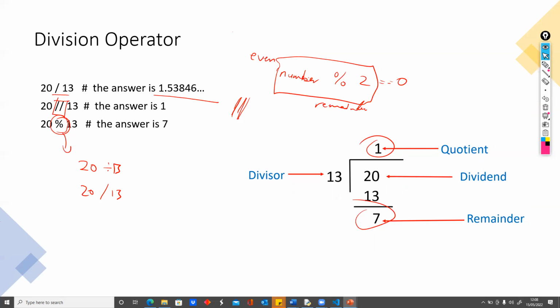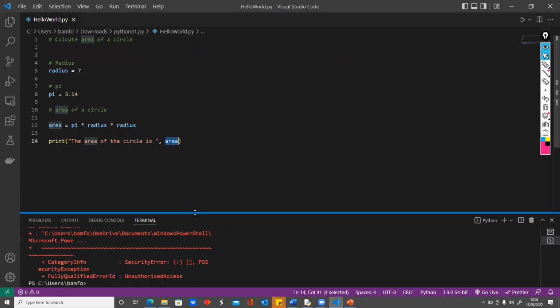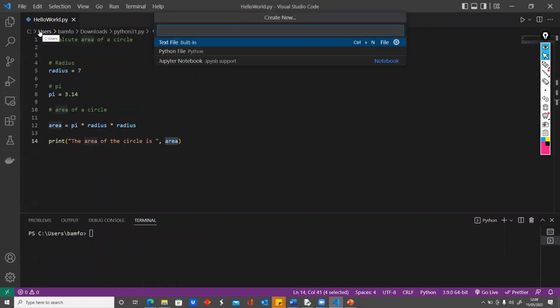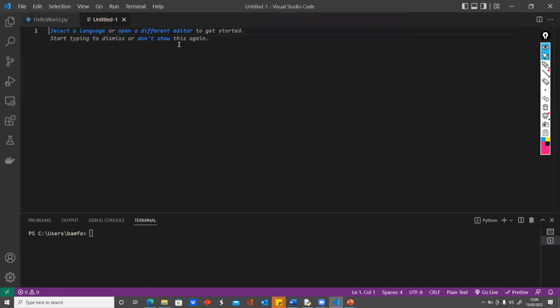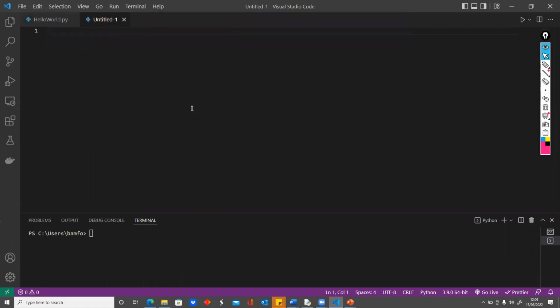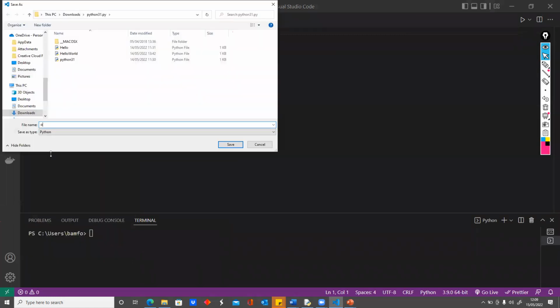All right, so today's session is going to be more practical than yesterday's one, and so we're building on what we did yesterday. You can create a new file, just like we did yesterday, and I'll call it operations or operators.